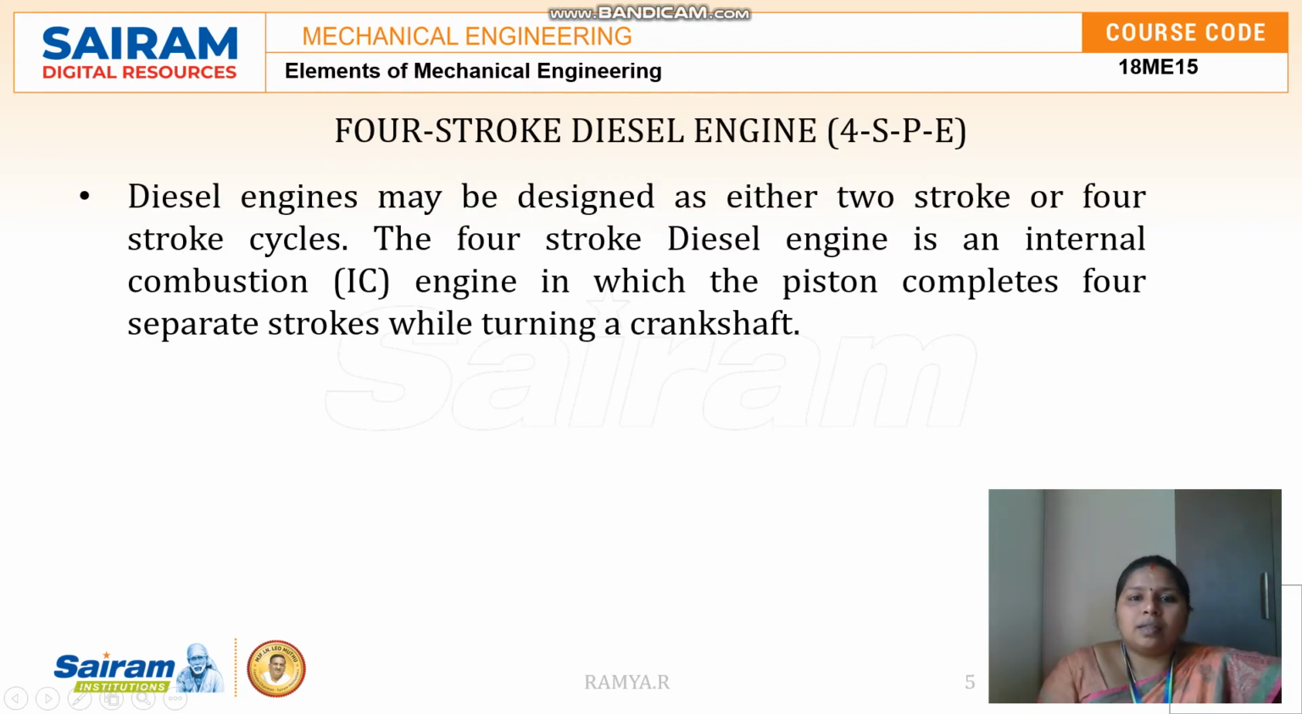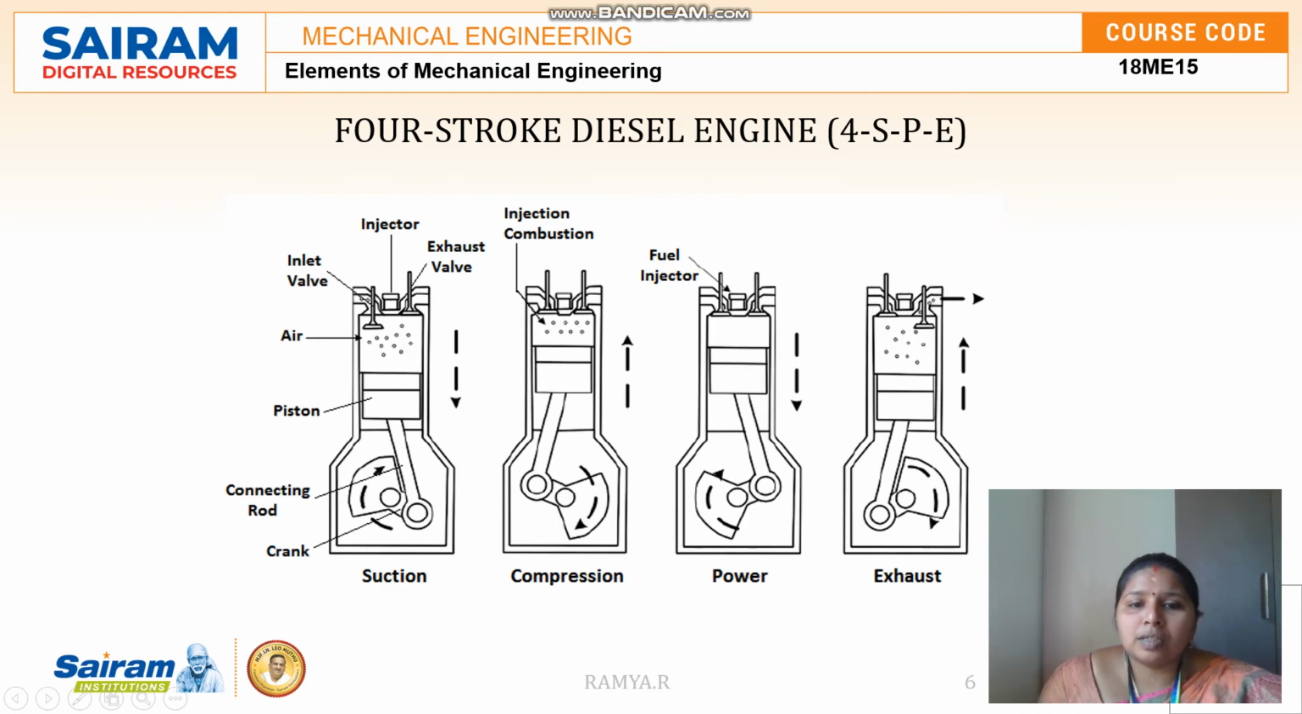So the next one is the four stroke diesel engine. Here the fuel used is the diesel, and it works on the compression ignition method. It also uses the diesel engine cycle for the combustion process, where pressure will be kept constant, and volume will keep on increasing. So here is the schematic representation of a four stroke diesel engine, where there are four strokes. One is suction, compression, power, and exhaust.